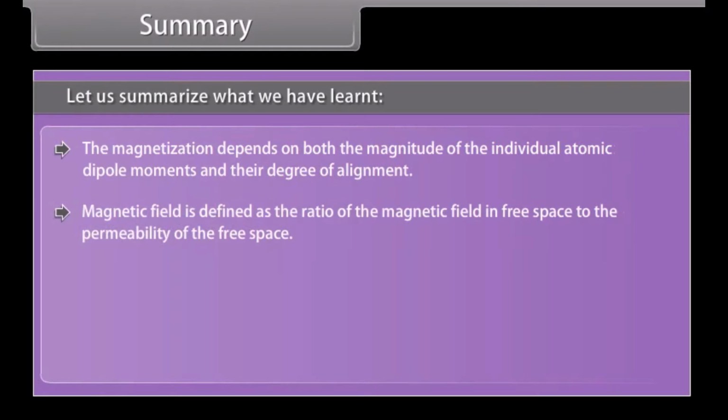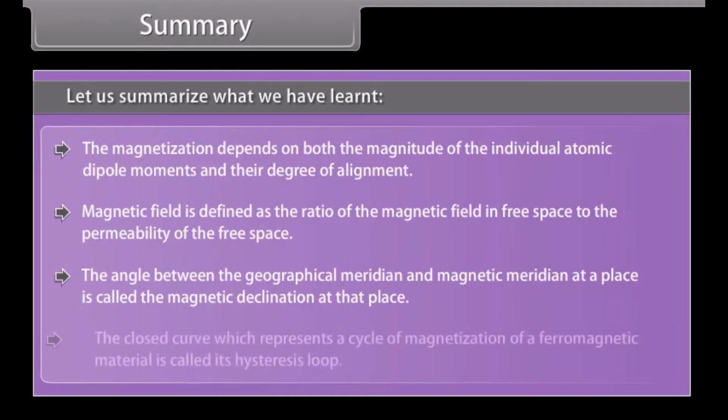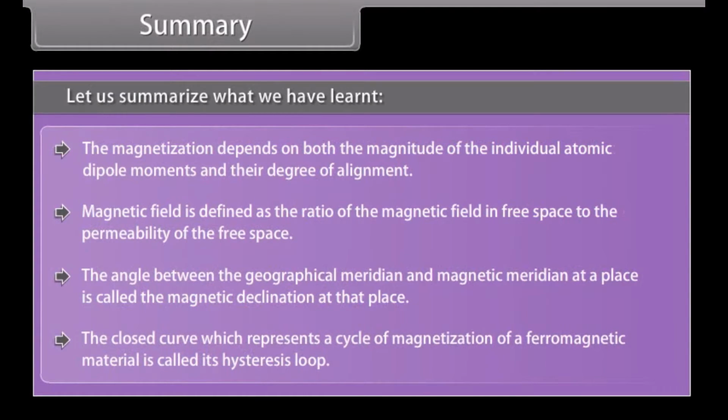Magnetic field intensity is defined as the ratio of the magnetic field in free space to the permeability of free space. The angle between the geographical meridian and magnetic meridian at a place is called the magnetic declination at that place. The closed curve, which represents a cycle of magnetization of a ferromagnetic material, is called its hysteresis loop.